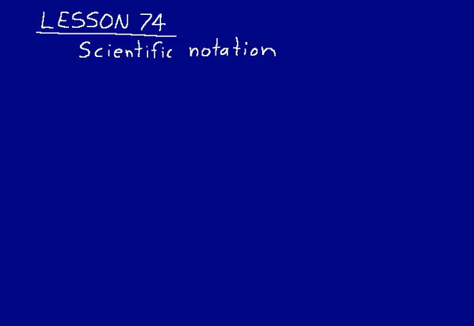Lesson 74 is about scientific notation, which is basically a simplified, easier way of working with really huge numbers. For example, if you were an engineer and you had this number that you had to keep writing down over and over, it would be a pain to write it out so large. That's where scientific notation comes in handy.